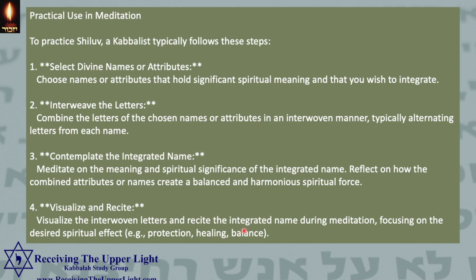Select a divine name or attribute. Choose names or attributes that hold significant spiritual meaning and that you wish to integrate. Then interweave the letters. Combine the letters of the chosen names or attributes in an interwoven manner, typically alternating letters from each name.